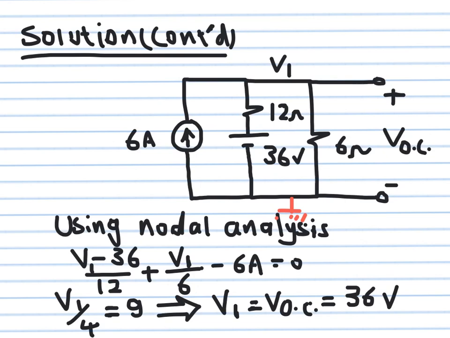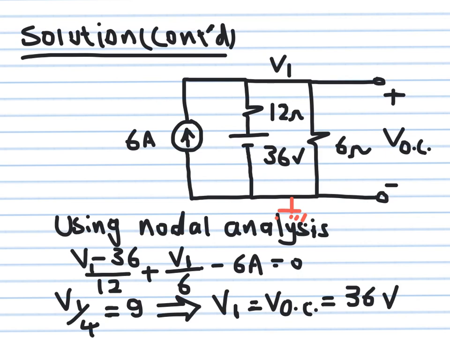We sum the terms related to one another, V1 over 6 and V1 over 12. If you take 12 as a common term, you get 3 V1 over 12, which gives you V1 over 4. Then you have minus 36 divided by 12, which gives you minus 3. You have minus 6, so you get minus 9, you move to the other side, it becomes 9. So the equation is now V1 over 4 is equal to 9.